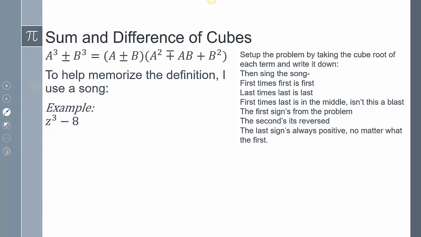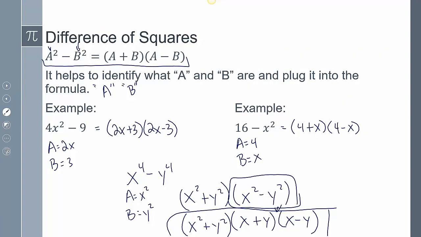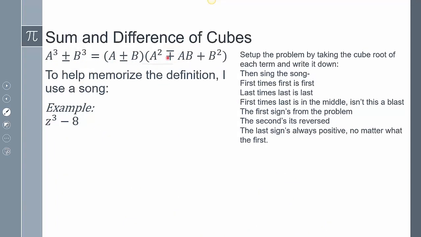Now just like with the difference of squares, notice this had a pattern that it factored into. Well, so does the sum and difference of cubes. It factors out into this pattern. We do need to find the cube root of this and the cube root of this. That's how we get our a and b. And then we just plug a and b into the rest of this, and notice our plus stays the same, changes, it's always positive. The same, changes, always positive. However you want to memorize that, go for it. But I think it's much easier to do it when we memorize the song.